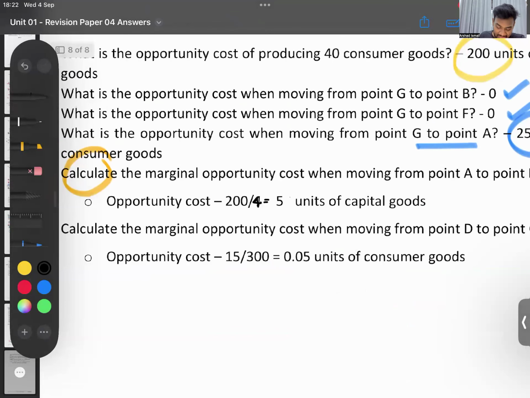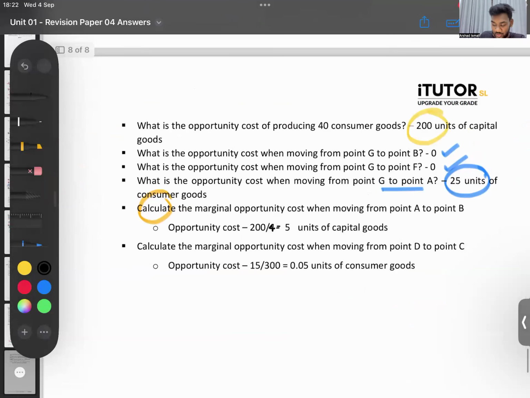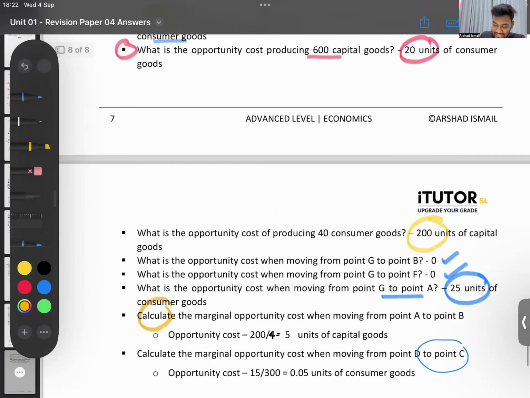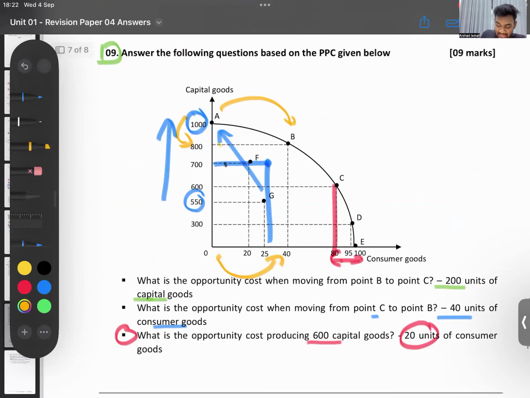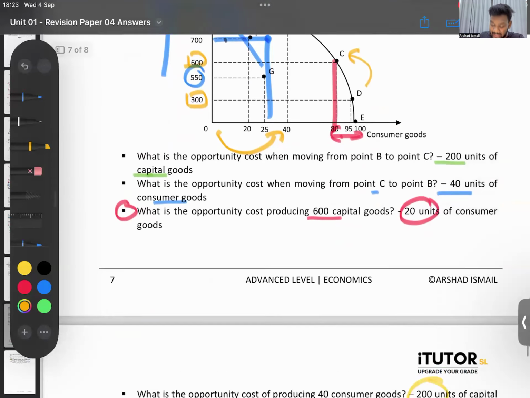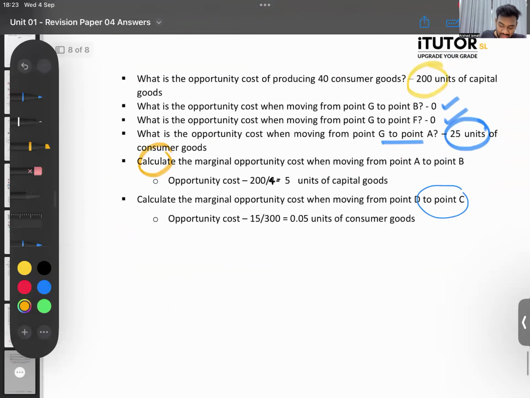Then the next one is asking, calculate the marginal opportunity cost when moving from D to C. So where is D? D is here, D to C. When going from D to C, you're sacrificing consumer goods by 15. You're gaining capital goods, 300 going to 600. You're gaining capital goods by 300. No, -5 is also okay, but since it's the opportunity cost, you don't have to give it as minus. You can say foregone 15, gain 300, so your opportunity cost is 0.05.